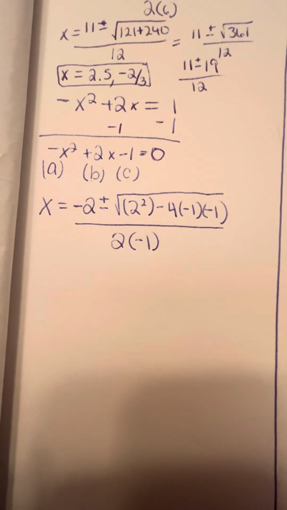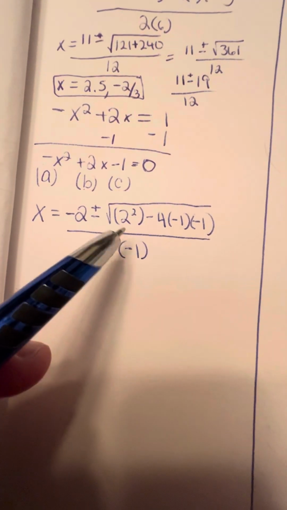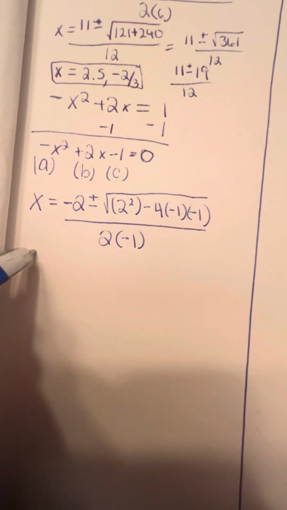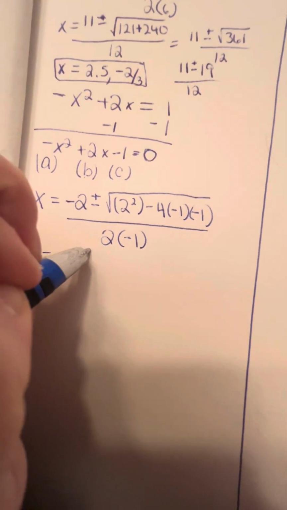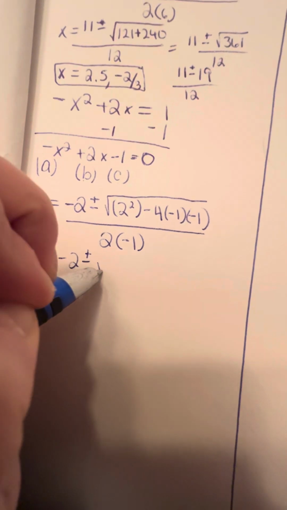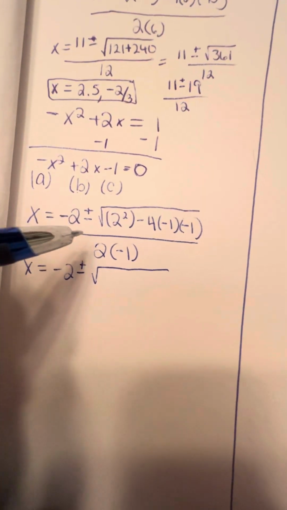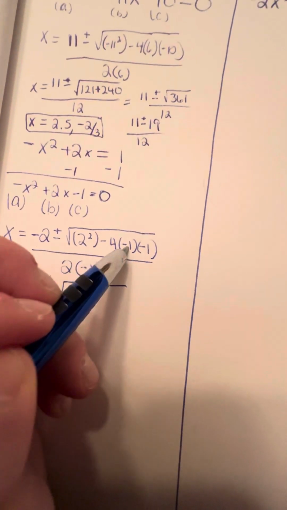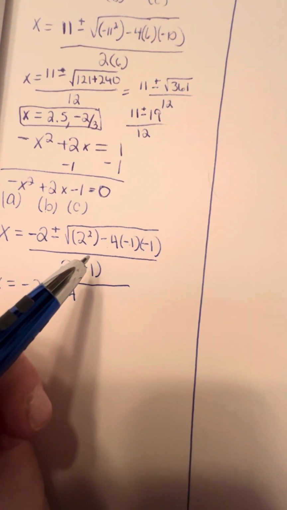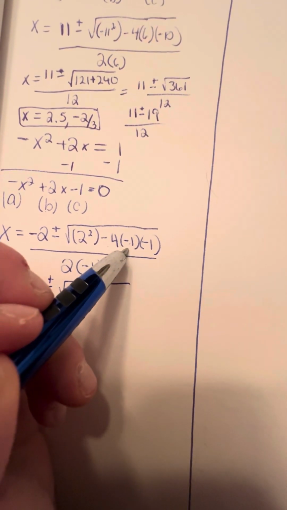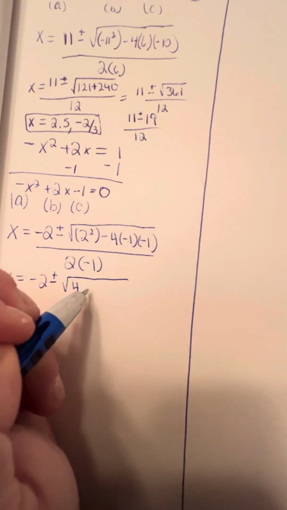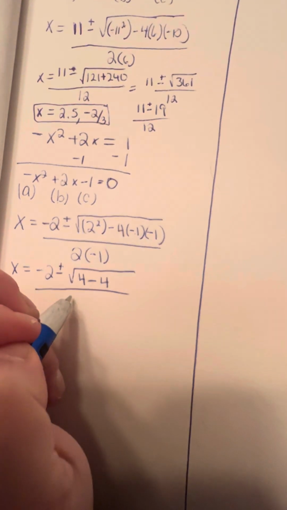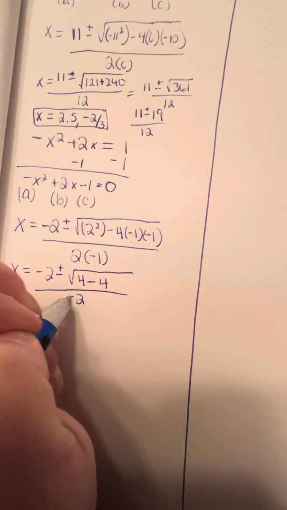Once we've got that all situated, we are going to start right up here at the square root part, do all of the work under there, and then work our way out from that. So the negative 2 stays negative 2 for right now. We're going to do plus or minus the square root. We're going to do 2 squared, 2 times 2 is 4. And then we have minus 4 times a negative 1, which is a positive 4, times a negative 1, which is a negative 4, all over 2 times negative 1, which is a negative 2.